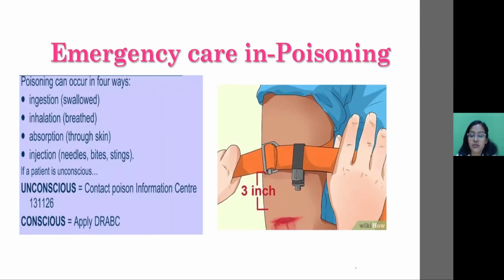Next scenario is emergency care in poisoning. If the patient has been bitten by any kind of insect or any kind of reptile or snake, etc., what will you do?